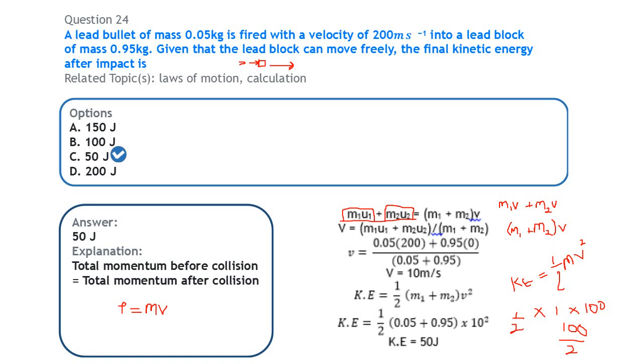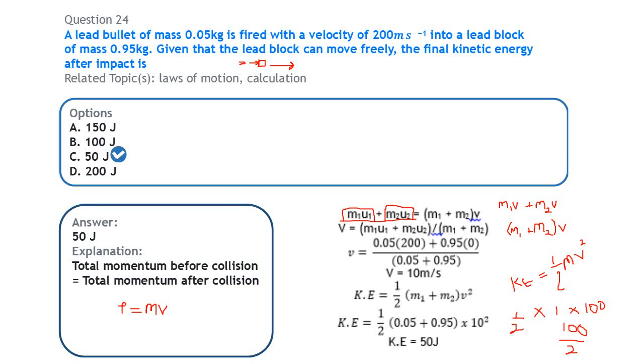Then divided by 0.05, the mass of the bullet, plus the mass of the lead block, 0.95. This is going to give you 1, and 0.05 times 200 times 1 will give you 10. So you have 10 plus 0 over 1, that will give us 10 meter per second. So that is the velocity with which the two bodies move.